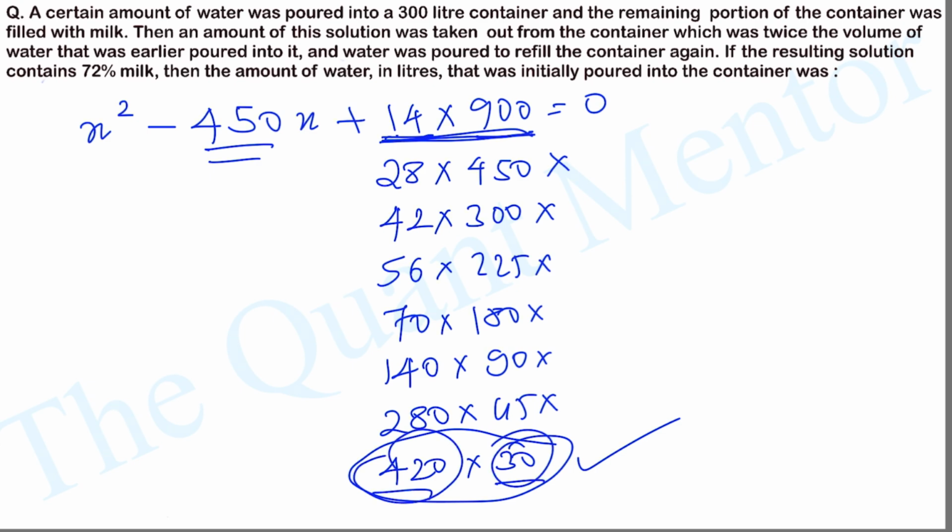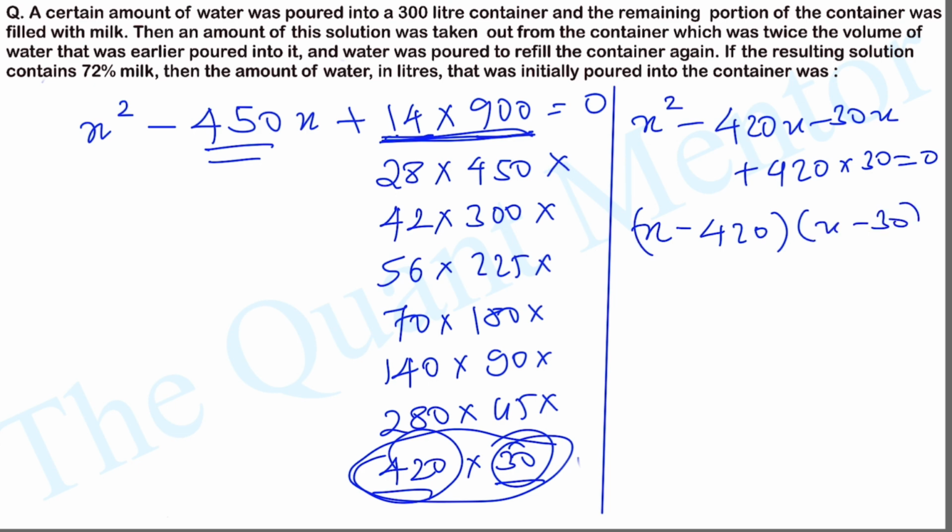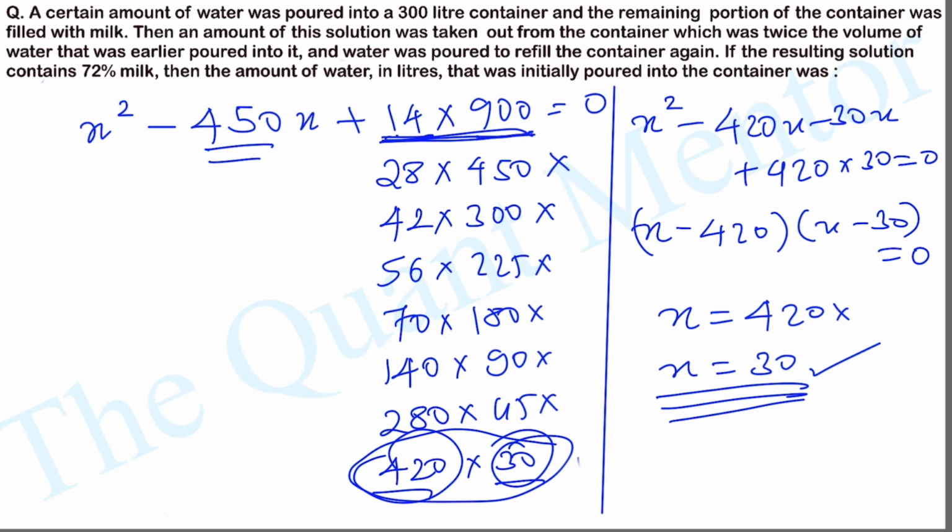So now I'll write the equation as x square minus 420x minus 30x plus 420 into 30 is equal to 0. So (x minus 420) into (x minus 30) is 0. So I will get x as either 420 or x as 30. But I can ignore x as 420 because x was the amount of water in the mixture. It cannot exceed the size of the container, which is 300, right? So since x has to be less than 300, it can't be 420. The only possible answer is x is equal to 30.